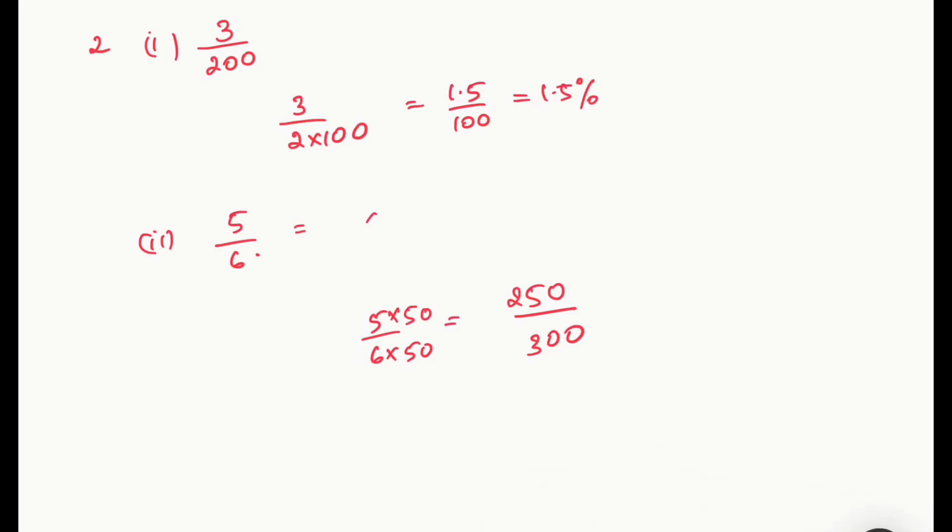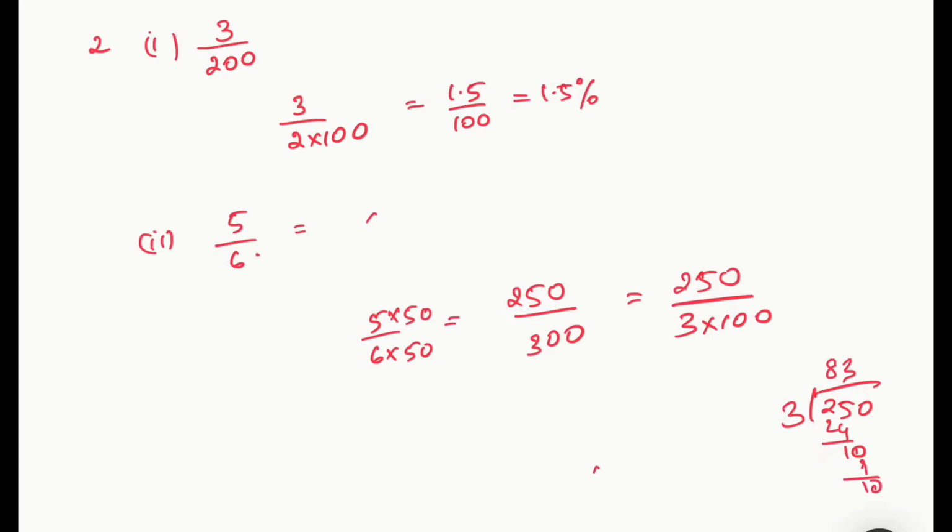So I get 250 divided by 3 into 100. What is 250 by 3? 100 is there, so it is converted as a percentage. 8 threes are 24, remainder 1, 10, 3 threes are 9, remainder 1. I can leave it like that. So I get 83 1 by 3 percentage. This is how I convert.